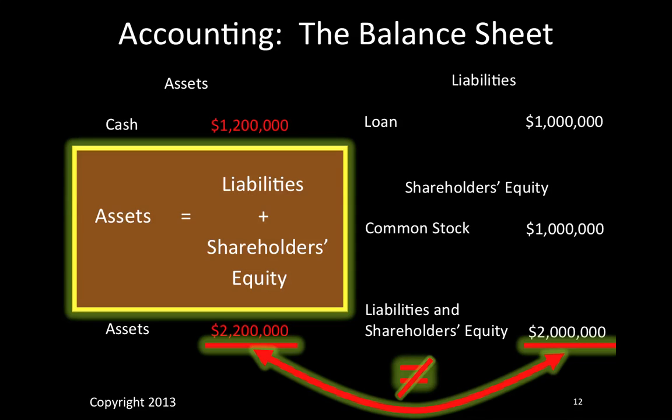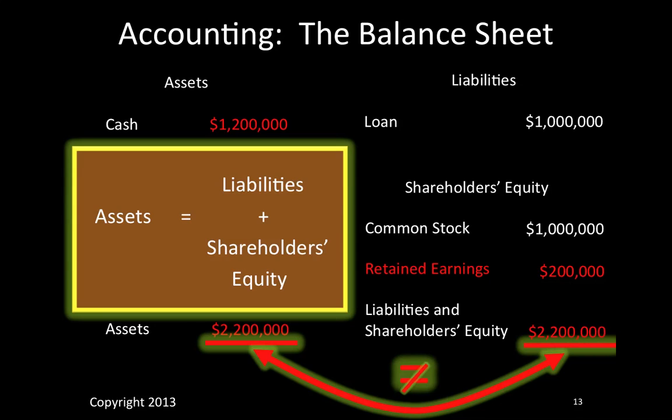Where should the $200,000 in profits go? It will not go to the bank, because the bank's claim is fixed at $1 million. The profits belong to the shareholders and will be added to the retained earnings account. $200,000 is added to retained earnings, which brings total liabilities and shareholders' equity back into line with total assets at $2.2 million.